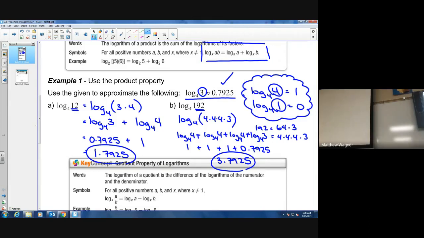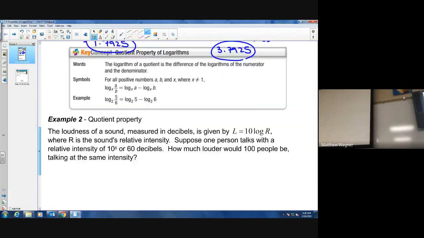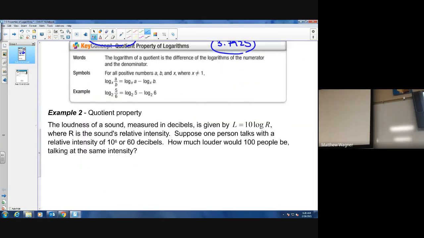Next property we're going to explore, the quotient property. All right. Really similar to the idea where we have 2 to the 8th over 2 to the 5th is 2 to the 3rd. When we have powers, we subtract their exponents. Same is true with the log of a quotient. So what I can do is log each separately and then subtract.